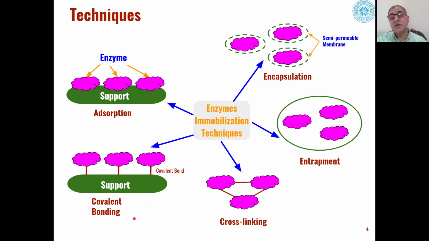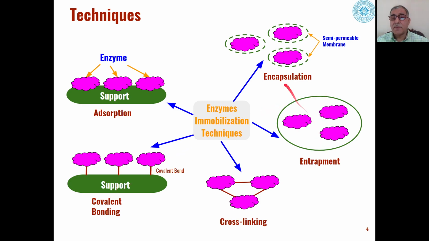Covalent bonding is when the functional group present on the support forms a covalent bond with the functional group present on the enzyme. So here the structure of the support as well as that of the enzyme is modified by forming a chemical bond. So this type of immobilization is an irreversible process, because the structure of both enzyme and the support has been changed.